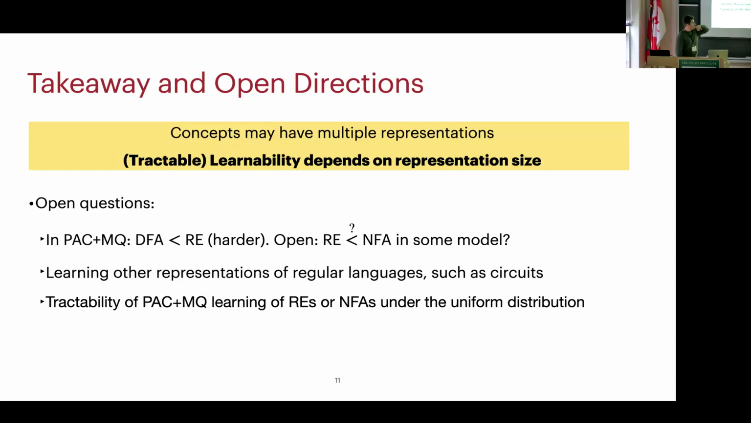Another nice topic that is connected to the modern topic of learning formal languages and neural network architectures is what happens if we represent the regular language with circuits. So this is an active research area about investigating the power of transformers and chain of thought with respect to formal languages. And another thing we couldn't solve is to show what is the computational hardness of PAC and membership queries of either regular expressions or NFAs with respect to the uniform distribution. So yeah, that's it. Questions?